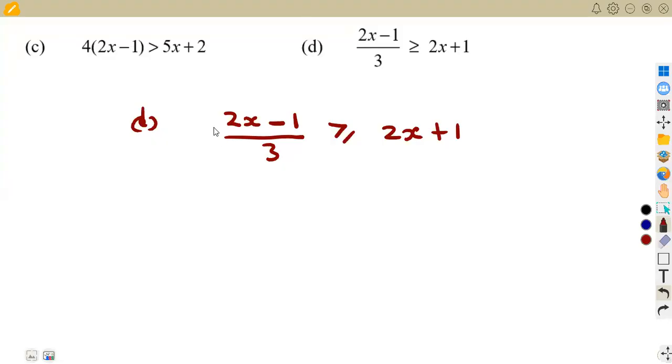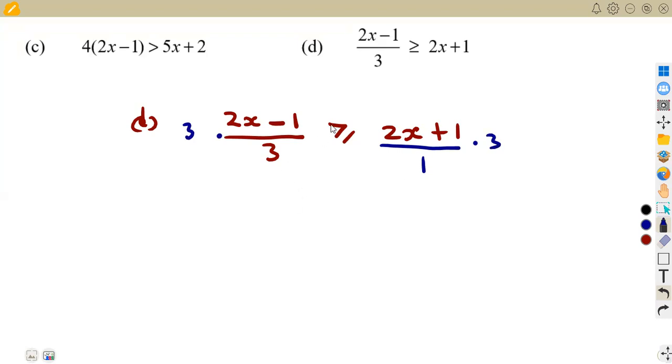This one it's up to you. You can consider taking this to one side of the inequality, or you can just do it this way. It's the same as we've got an over 1 here, so I'm just going to multiply by a 3 here.